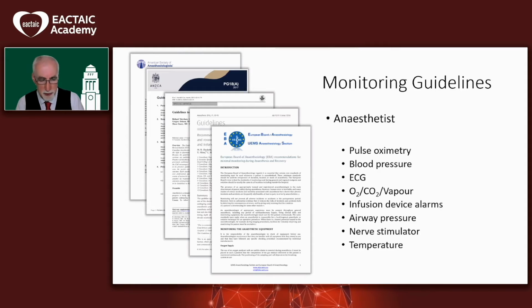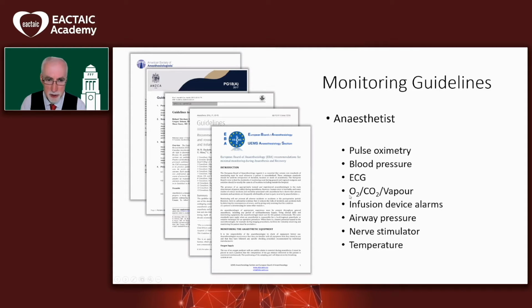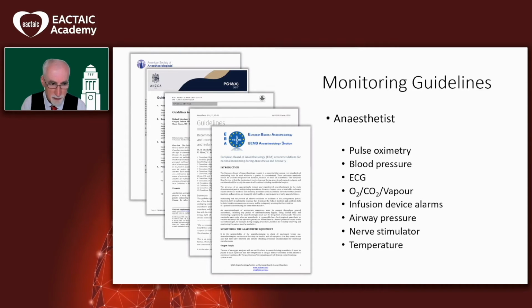And this is pretty much what I imagine we would all do for all of our major vascular surgery patients: pulse oximetry, blood pressure, ECG, gas monitoring, and so on and so forth. I think probably what's important in this is a number of the guidelines make the point that perhaps the most important monitor in the room is the anaesthetist, that all the clever technology in the world is of limited value if there isn't an engaged, informed and capable clinician in the room. And our monitors are important.